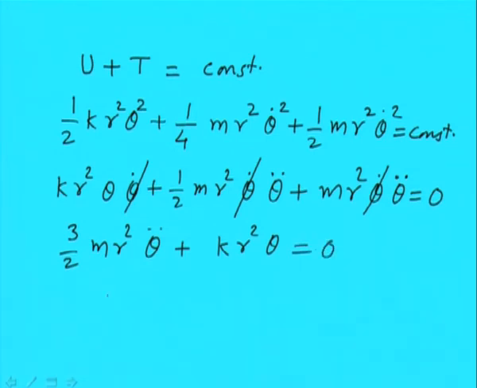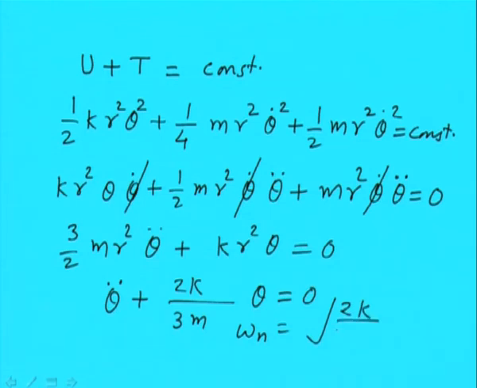So from here we can put this in a more standard form by dividing this quantity throughout. This r square is also common, so that will also get cancelled. Theta is equal to 0. So you can see that the natural frequency of the system will be given as root of 2k by 3m.